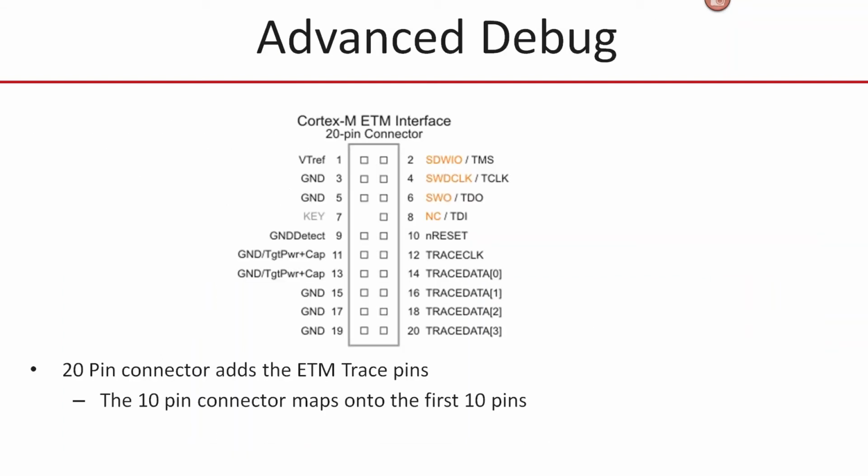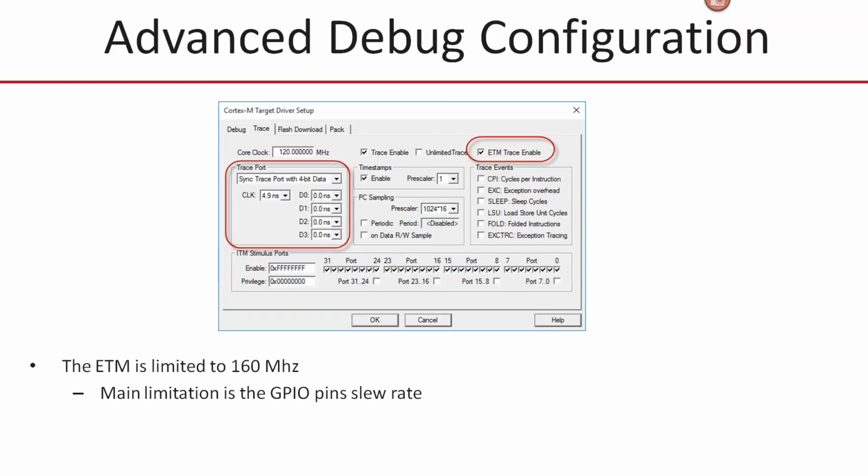Now, with the larger debug connector, we bring out the 4 trace pins and the trace clock, and the first 10 pins basically map onto the smaller 10-pin connector. So once we have the trace information, in our trace settings we can enable the embedded trace macrocell, so that will get us instruction trace, and then we can set the trace port up to give us a 4-bit wide instruction trace.